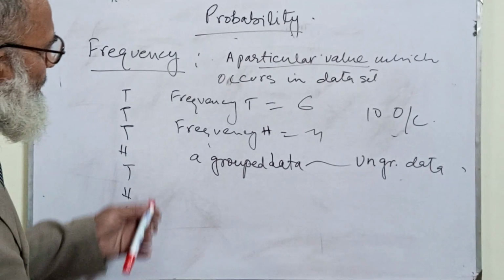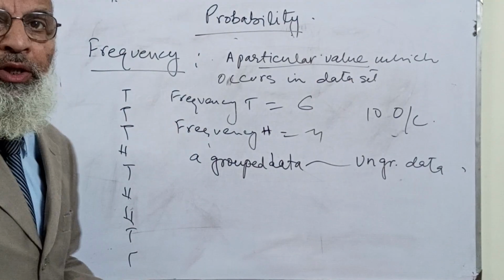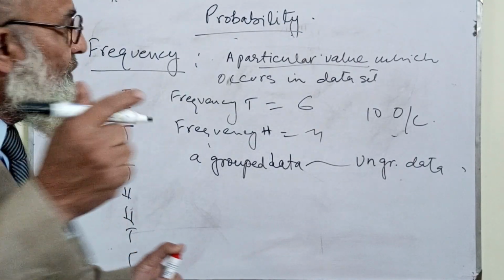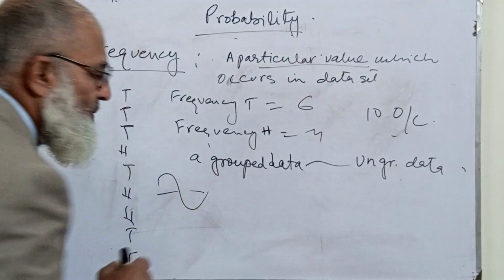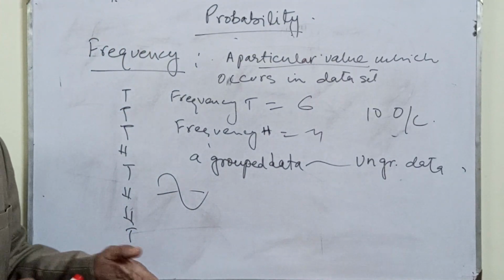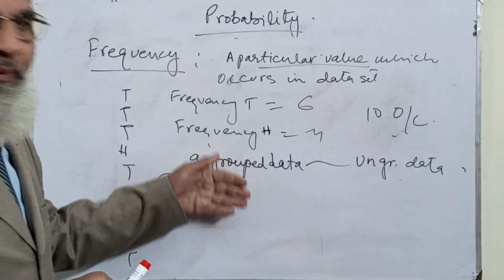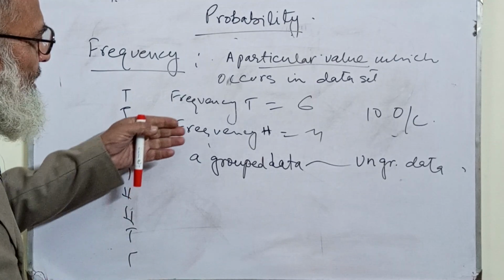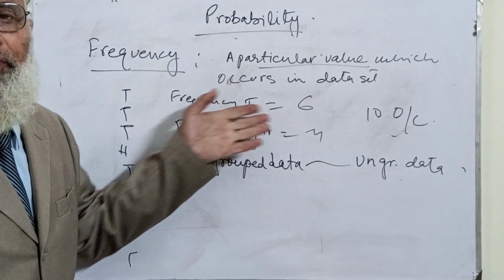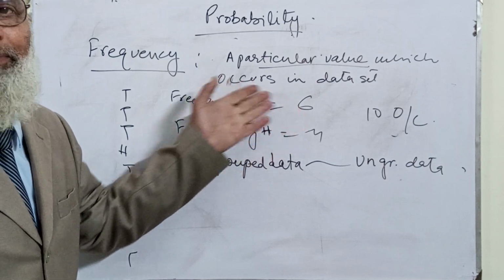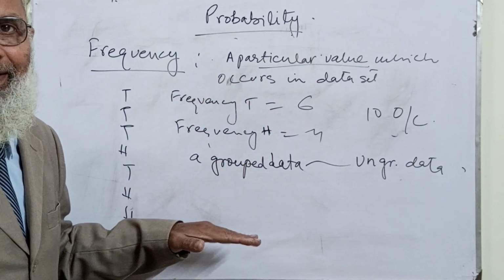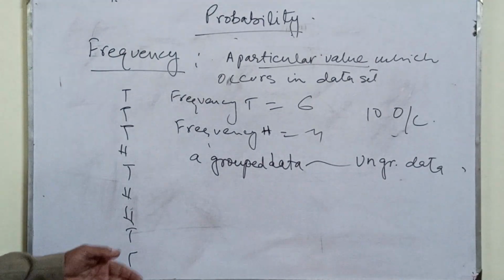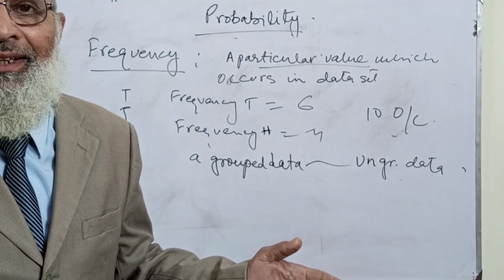Now you see that frequency. What is the frequency? Now frequency means, what is frequency? When we are in physics, this is frequency. Now if I relate both of the things together, the frequency of T, now you see that T is coming again and again.